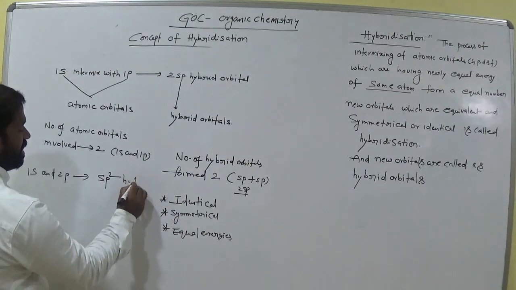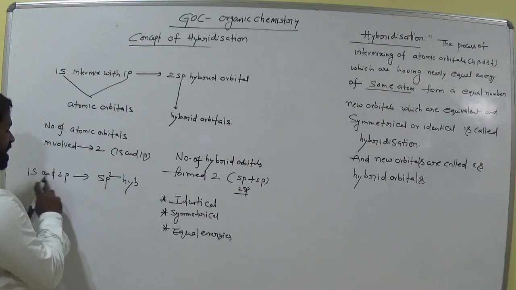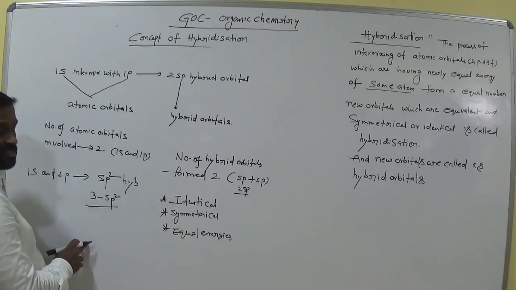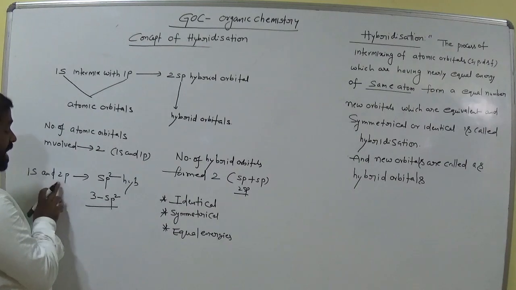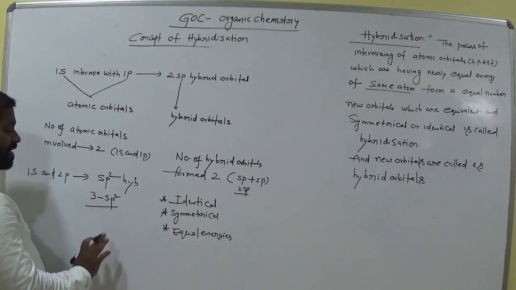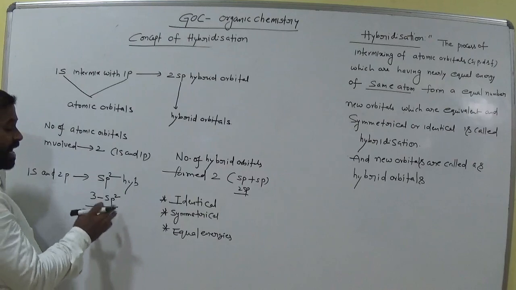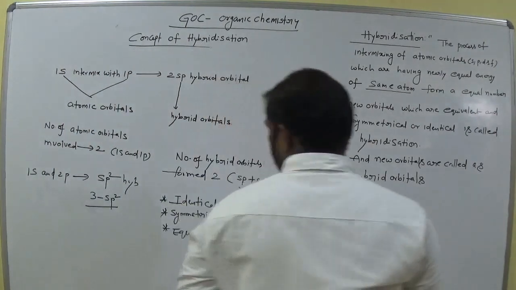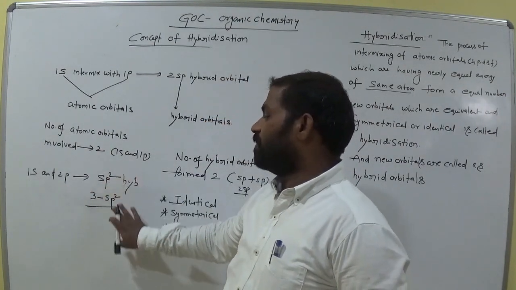Which hybridization? sp2 hybridization. Now how many sp2 hybrid orbitals are formed here? 1 s and 2 p, so it gives 3 sp2 hybrid orbitals. Why? Because 1 s orbital and 2 p orbitals are involved here. So 3 sp2 hybrid orbitals. All are having the same energy, all are equal and symmetrical. Okay, is it clear? So the number of atomic orbitals involved equals the number of hybrid orbitals formed.